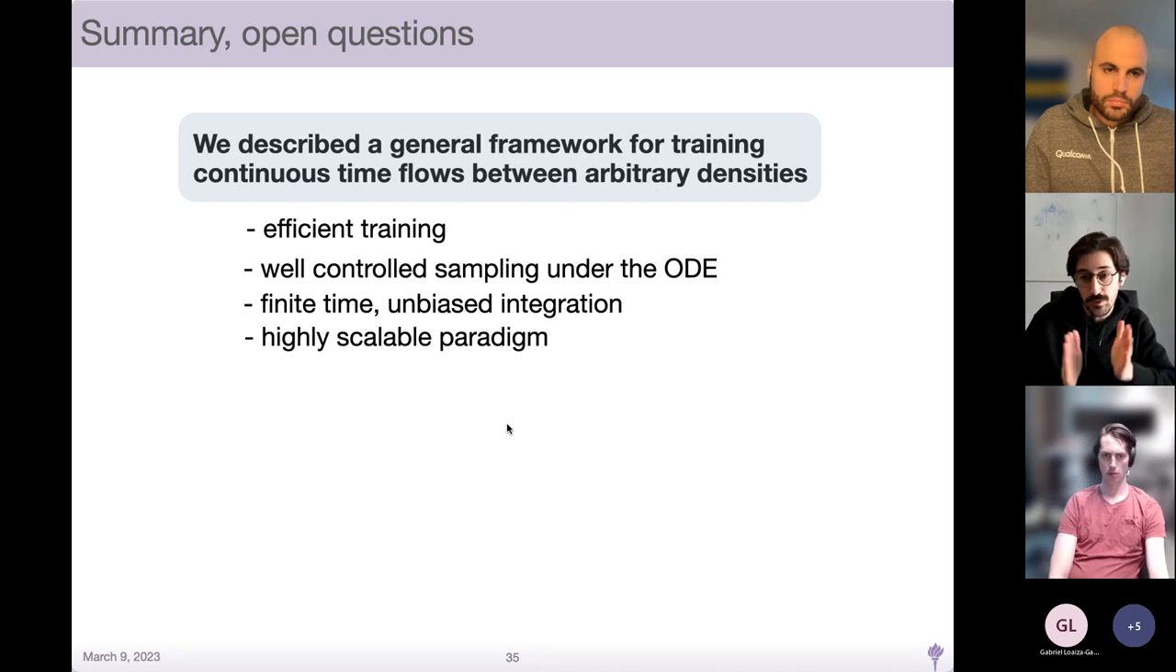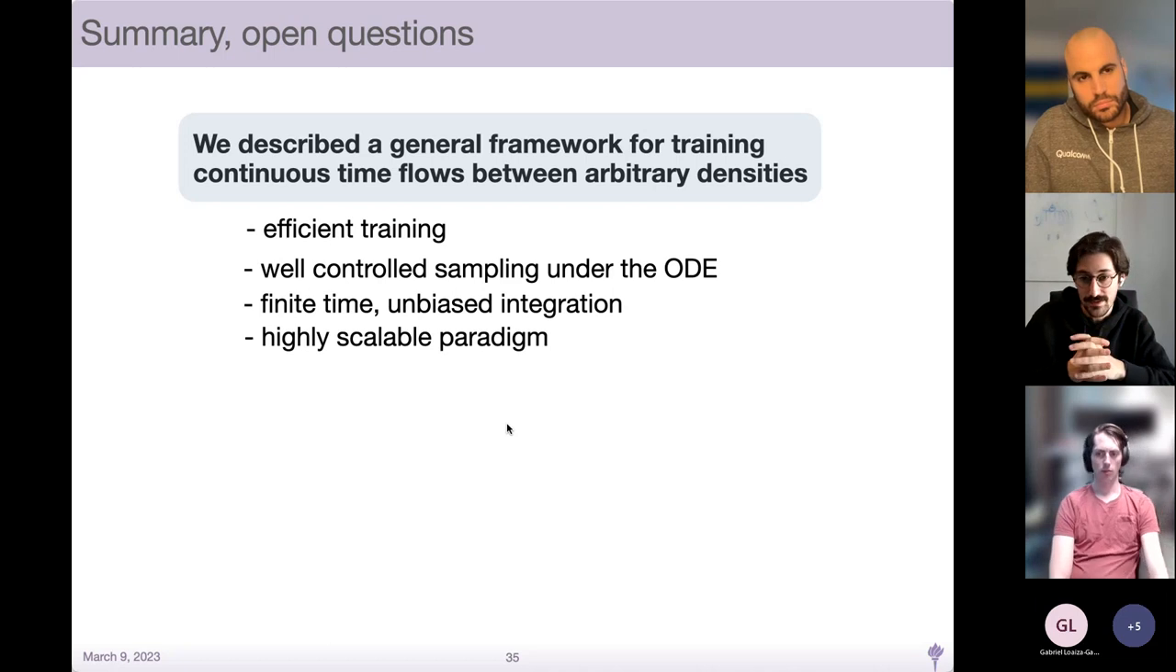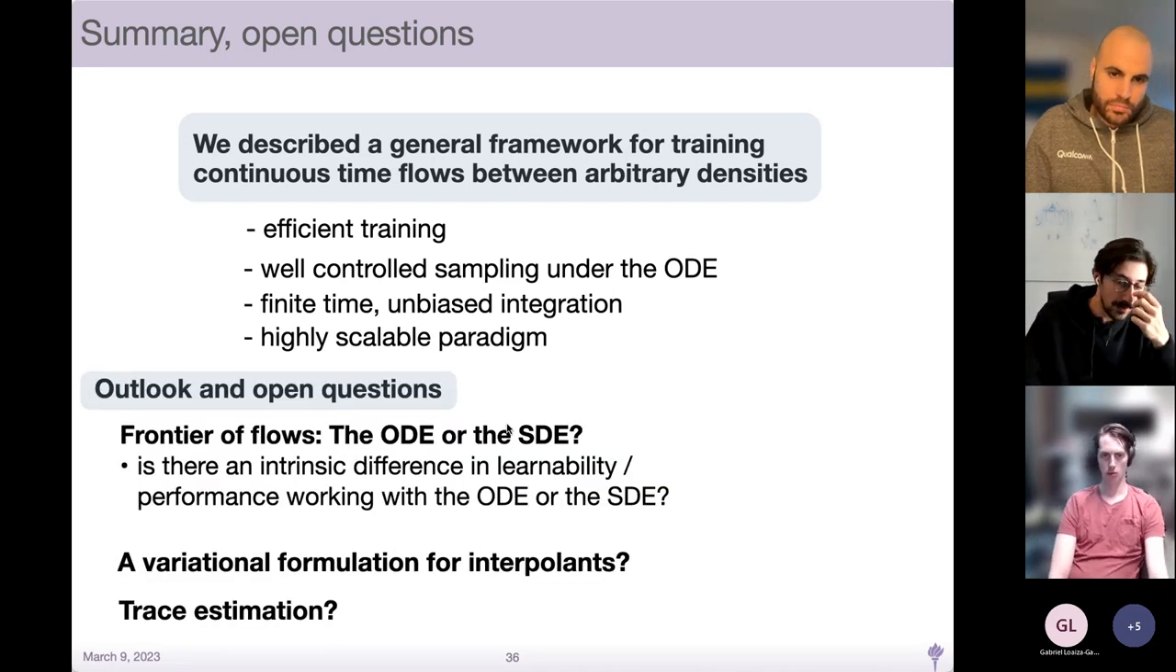And we've also removed the infinite time picture of things that score-based diffusion relies on. So we can actually, in finite time, connect these two densities. So now we actually have a scalable paradigm for working with these continuous time flows. I do think there are some open questions here, though, that I'd be curious to discuss with you all if you'd like, or motivate some things if you find this interesting.